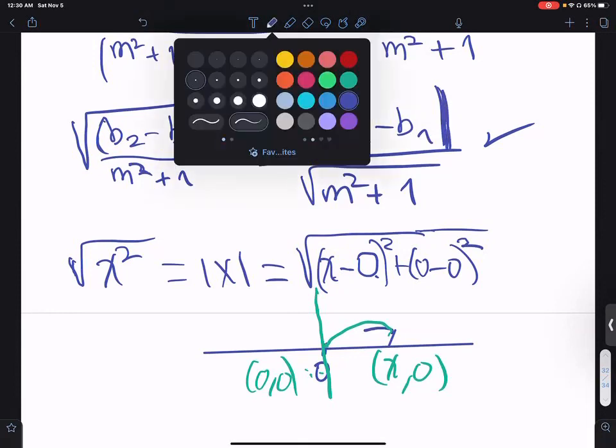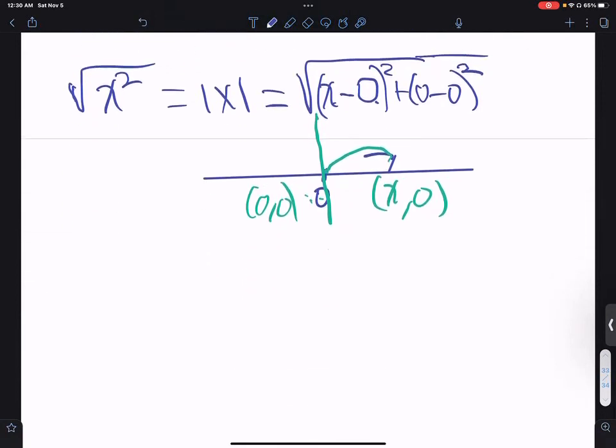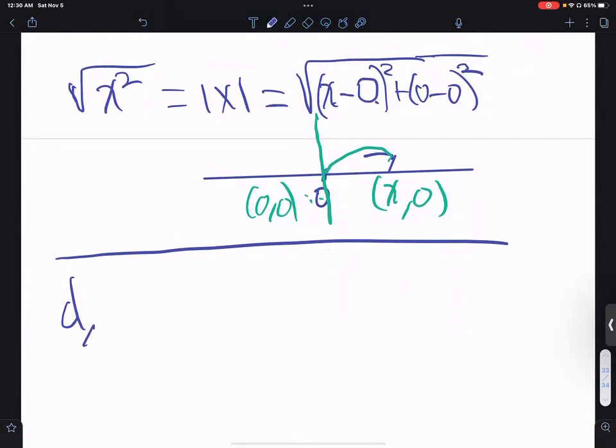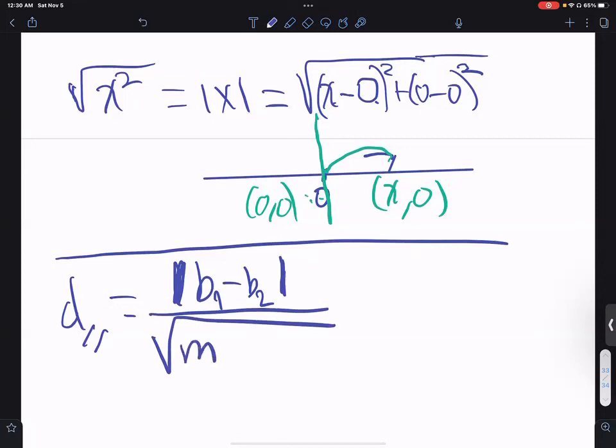Let's do it here again. The distance between two parallel lines is the absolute value of the difference between the y-intercepts divided by the square root of the slope squared plus 1. And that's the answer.